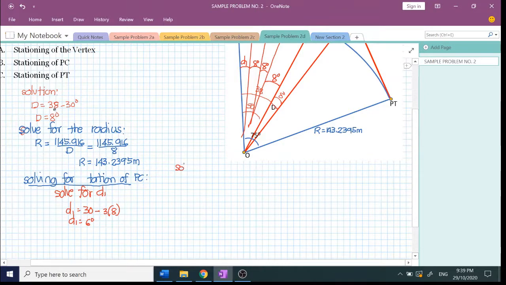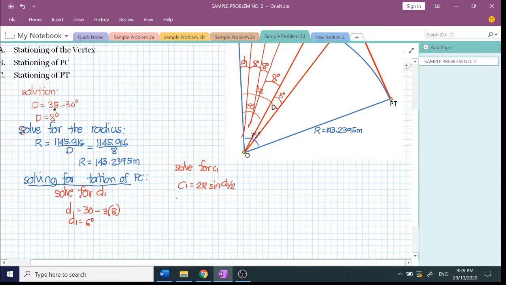So we can now solve for C sub 1. What is this C sub 1? It is the subchord, the line that will join the PC and the first full station. So what is the formula for C sub 1? Our C sub 1 has the formula 2R: C sub 1 is 2 times r times sine of D sub 1 over 2.